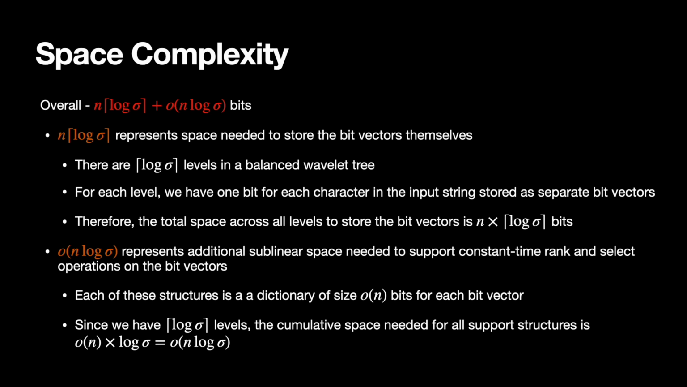The second term, O little o of n log sigma, represents additional but sublinear space needed to support these constant time rank and select operations on the bit vectors. Each of these structures is a dictionary, essentially, of size o of n bits for each bit vector. So since we have the ceiling of log sigma levels, the cumulative space needed for those support structures is little o of n times log sigma, for an overall space complexity of O(n log sigma).